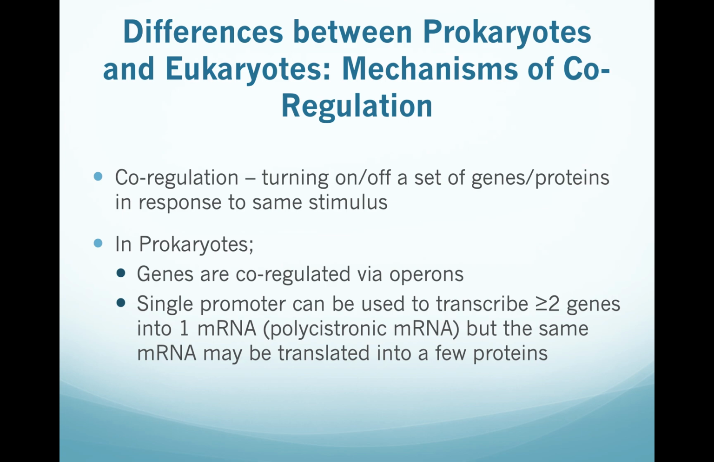So in the previous slides, we have seen the similarities. Now we're going to have a look at the differences. So what are the differences? Stark differences, of course, in the mechanisms of co-regulation. So what is co-regulation? Co means that basically you can turn genes on or off at the same time, in response to the similar or the same stimulus. In prokaryote, genes are co-regulated via operons, because we know operon is simply said the main mechanism to control gene expression. And in prokaryote, a single promoter can be used to transcribe more than 2 genes into one mRNA called polycistronic mRNA. The same mRNA may be translated into a few proteins. So we only have polycistronic mRNA in prokaryote, not in eukaryote.